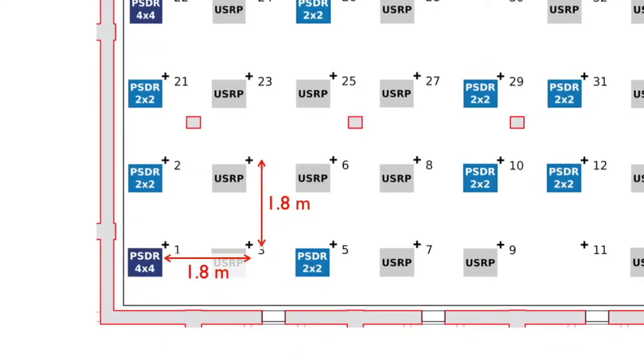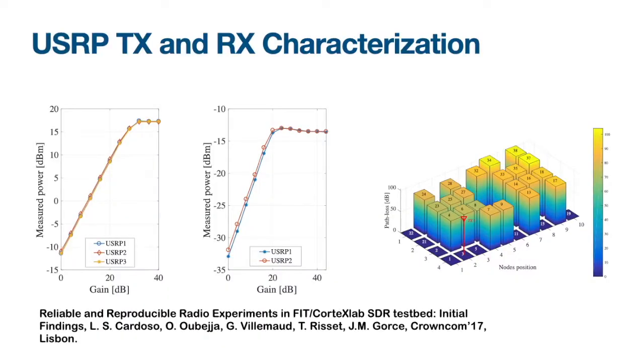To help with experimenting with CorteXlab, we have done some USRP TX and RX characterization, where we have measured the actual transmit power with respect to the gains which are configured for the USRPs, both for transmit, that is the graph on the left, and receive, which is the graph on the right. And we also measured the path loss from one node to all receive nodes.